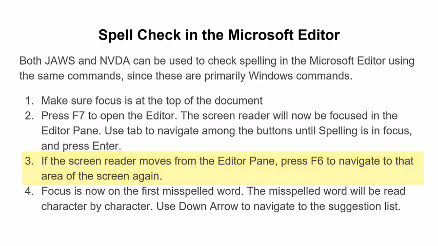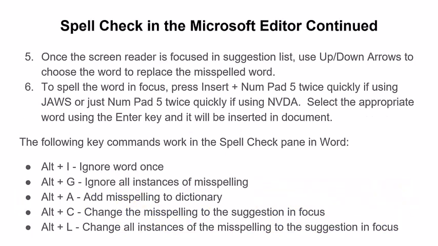The editor pane is typically located on the right side of your screen. Now focus is on the first misspelled word. The misspelled word is going to be read character by character. Use down arrow to navigate to the suggestion list. Once the screen reader is focused in the suggestion list, use your up and down arrows to choose the word that should replace the misspelled word. It should be pretty obvious.